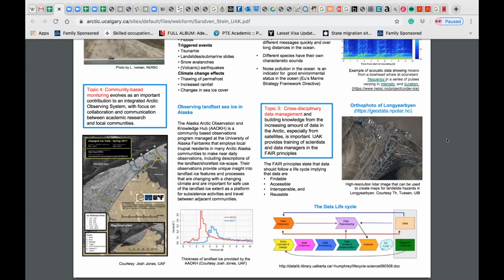Then topic number 4 is called community-based monitoring. We see that in many places in the Arctic where we have local communities, they can collect important data which can be used by scientists for scientific research, but also for practical use by the local inhabitants.